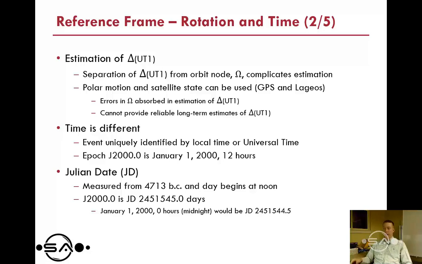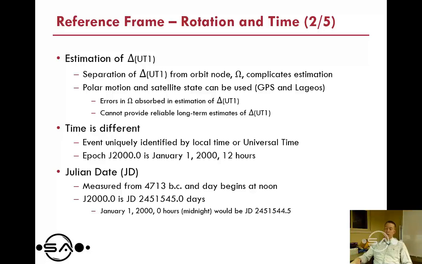How we measure our time, so kind of stepping away from that for a minute, how we use our time, or how we measure our time, because now we brought up universal time, so we want to define that. Time is different depending on how it's defined. Each event is uniquely identified by some local time or universal time. The epoch that's most commonly used right now is J2000, or in other words, January 1st, 2000, 12 hours. So if we measured it in the Julian date, we're measuring from 4,713 BC, and the day for that particular day begins at noon. So remember January 1st, 2000, 12 hours.